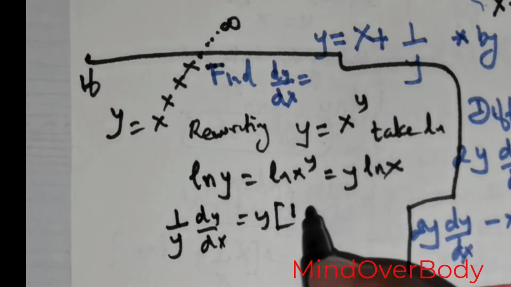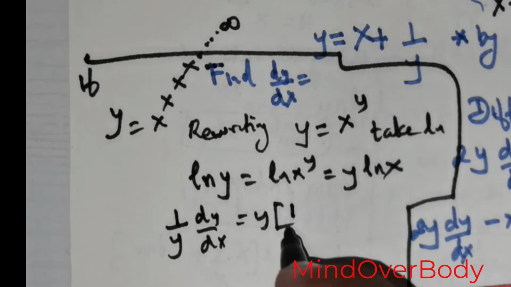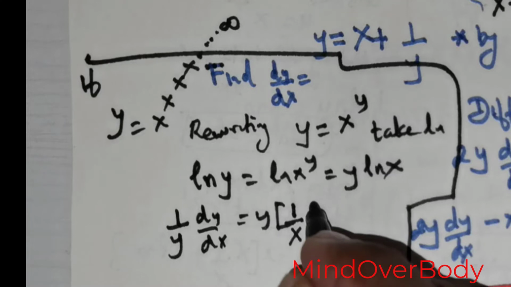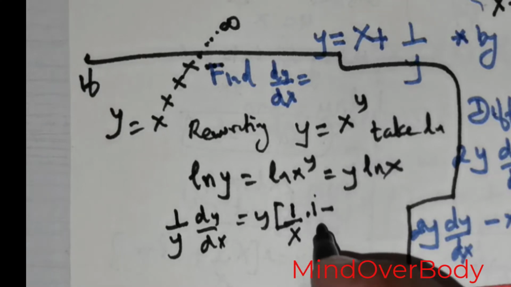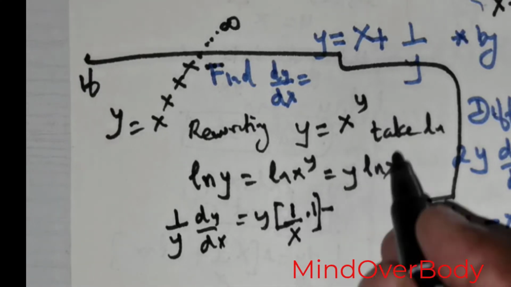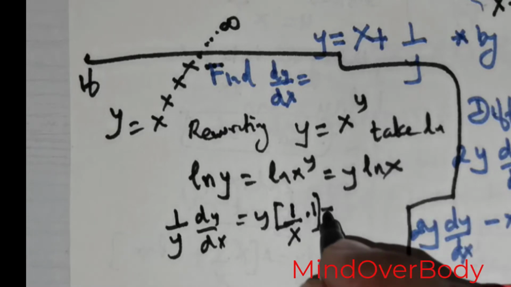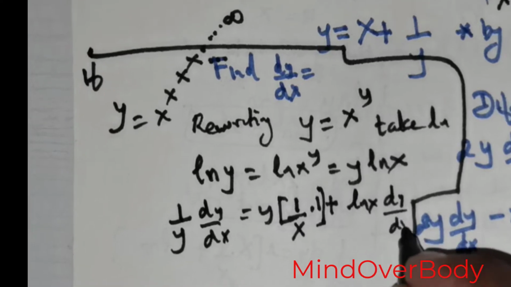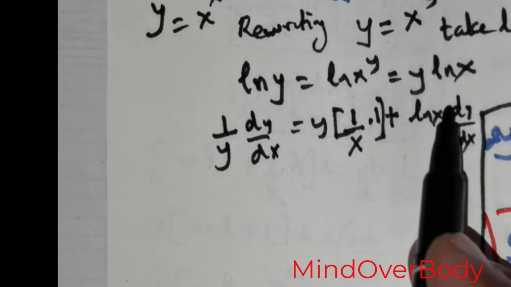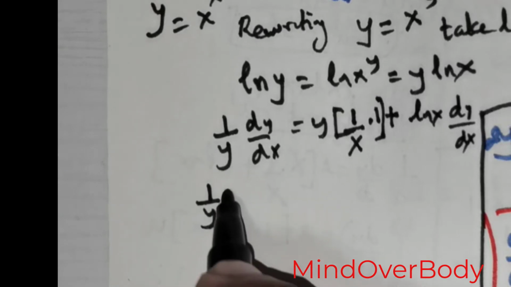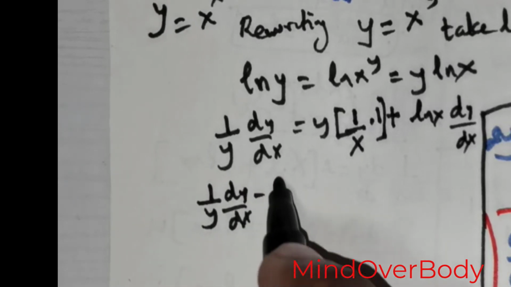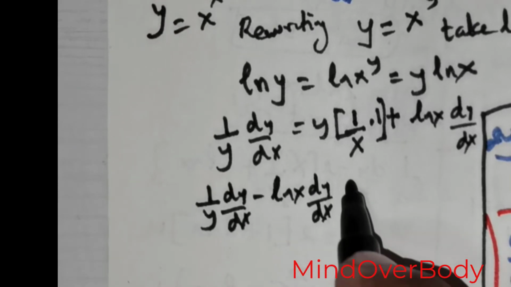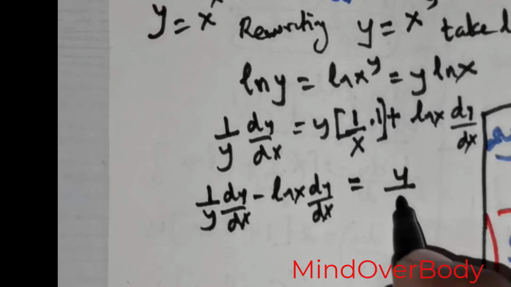differentiation of ln x, which is going to give me 1 over x times the differential of x, which is 1, and that is for y, I should say that is for the quantity adjoining y. Positive ln x times differential of y is going to be dy over dx. So now I'm going to push this to the other side. So it's going to be 1 over y dy over dx negative ln x dy over dx. So this is what I've got, which is equal to y over x.